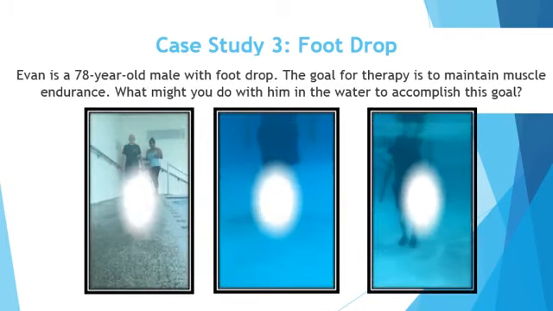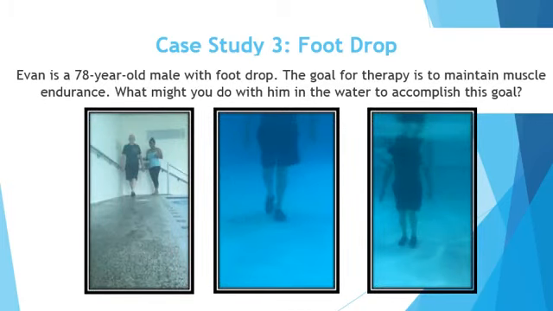Have Evan begin a regular aquatic workout. This should include walking at different speeds with a focus on heel-to-toe walking. As he becomes more tired, he should slow his speed to focus on proper form. Be sure to have him perform stair climbing as well.